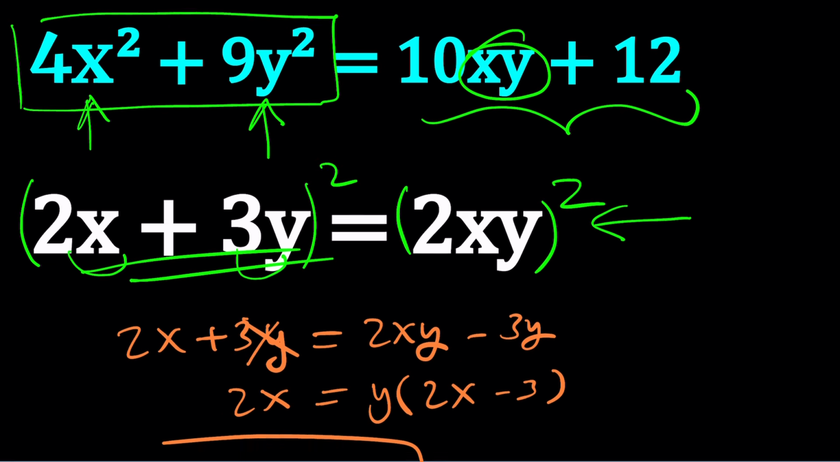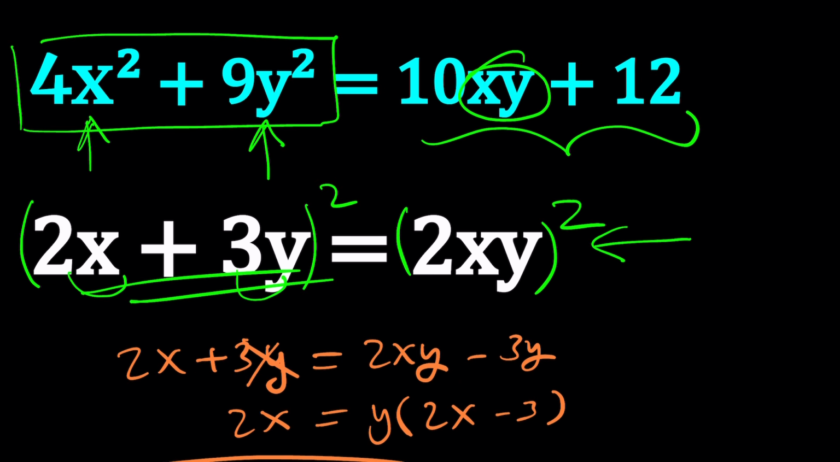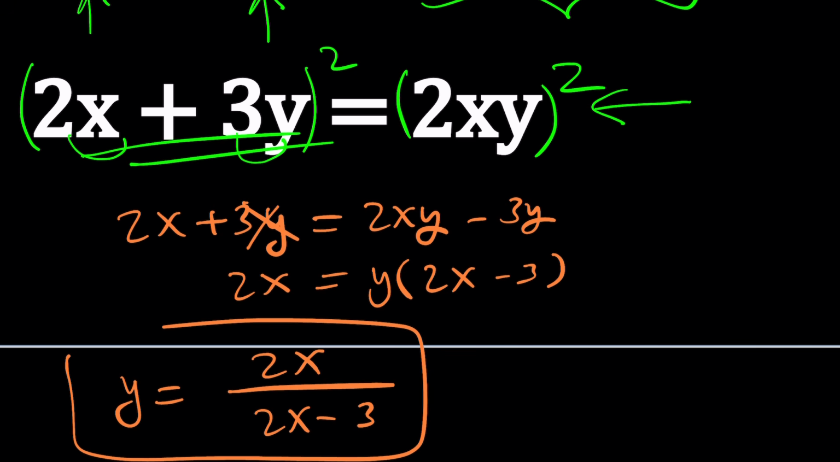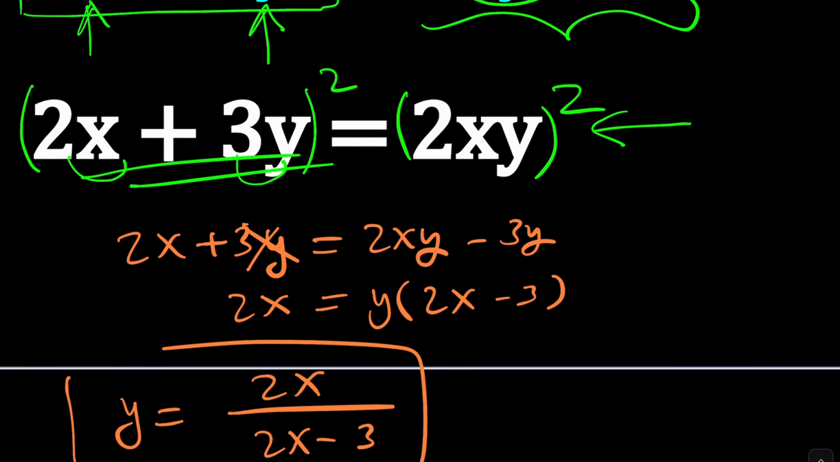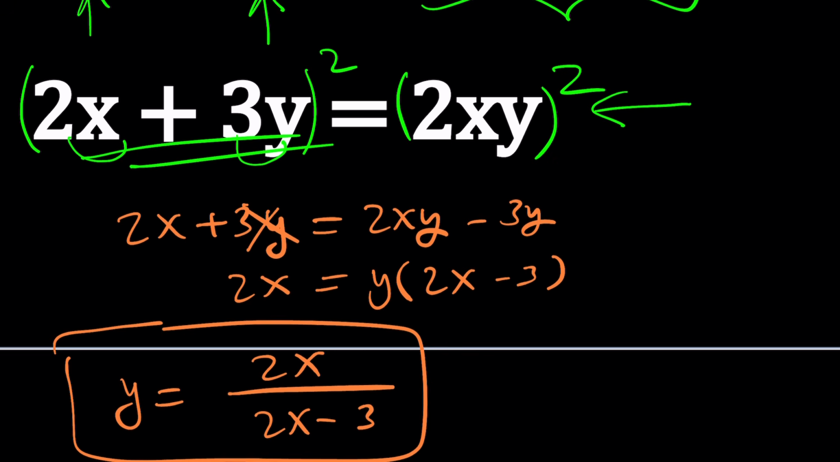And guess what? You can plug it into the first equation. But that's going to be super painful. You know why? Because you're going to have to square this. That's going to bring some quadratics. And then you're going to multiply by 9, make a common denominator, probably a quartic, which you have to deal with. Anyways, that's painful, but it's just another approach.